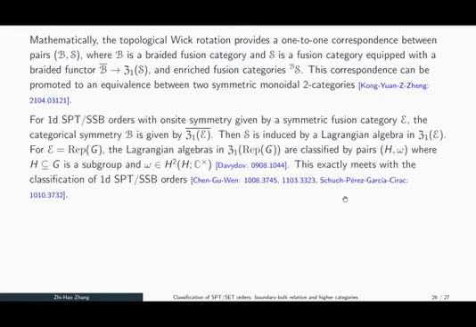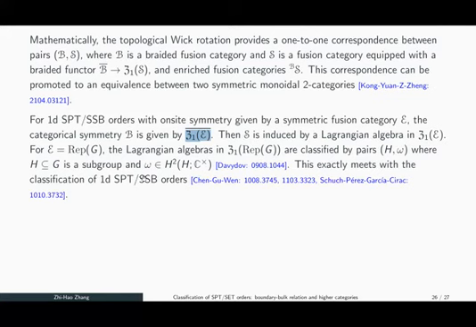And for 1D SPT or symmetry breaking orders with an onsite symmetry given by a symmetric fusion category E, the categorical symmetry B should be given by the trivial center of E. And this overline means just reverse the braiding, but this is due to some technical reason. Yeah, so the categorical symmetry is simply the trivial center of E. And then S should be a boundary of this B, so it is a fusion category, and its center is equivalent to this trivial center. So it is induced by a Lagrangian algebra in the trivial center of E.